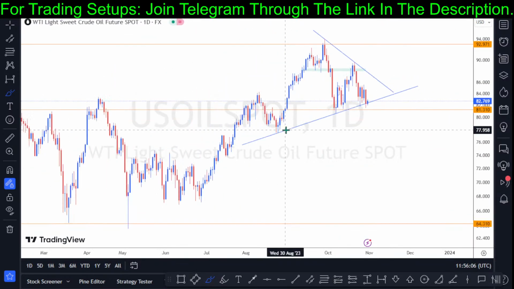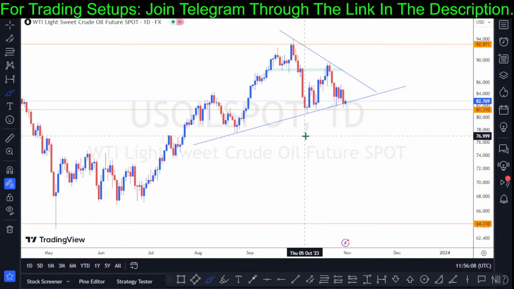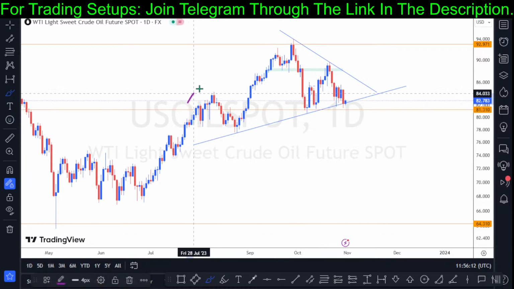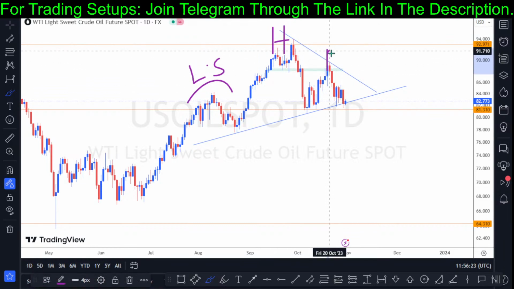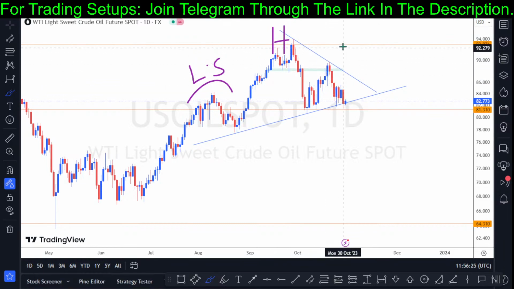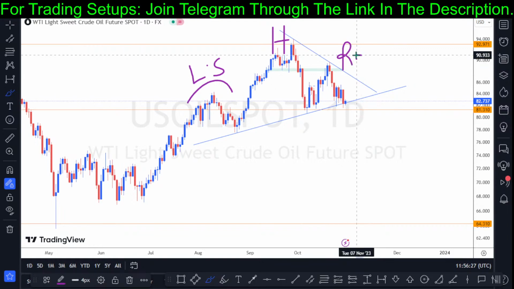So based on what I have on the day chart, I'm still looking out for a breakout of head and shoulders chart pattern on the US oil. Based on US oil, we have the left shoulder right here, and then we have the head right above. We have the right shoulder right here.